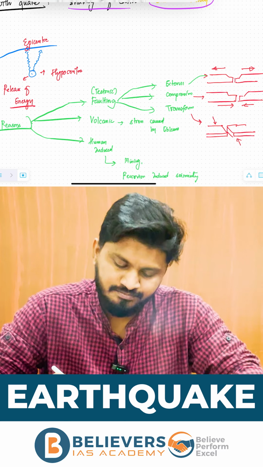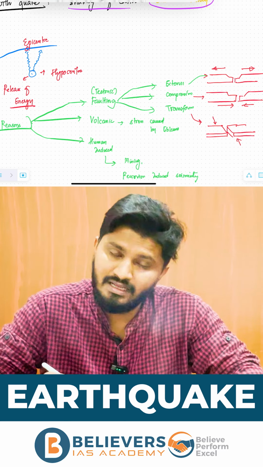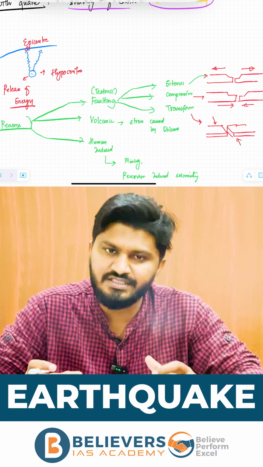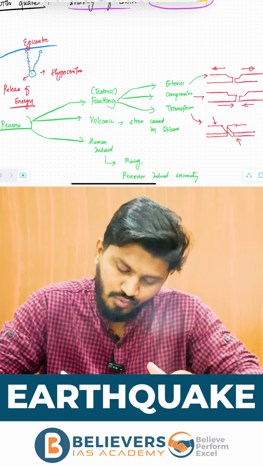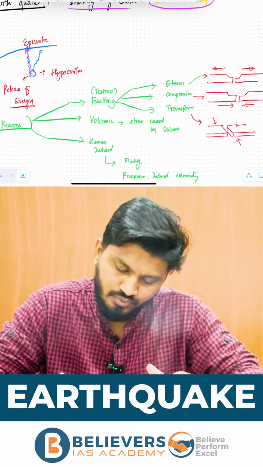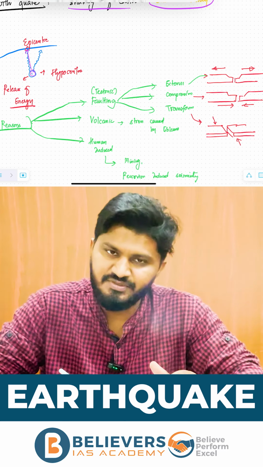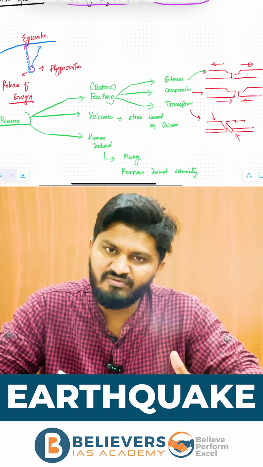What is hypocenter? Hypocenter is the region inside the earth where the actual energy shock happens. When the actual energy shock happens, the waves transfer, and the closest point from the hypocenter to earth surface is called as epicenter, and this is where most impact will be felt.